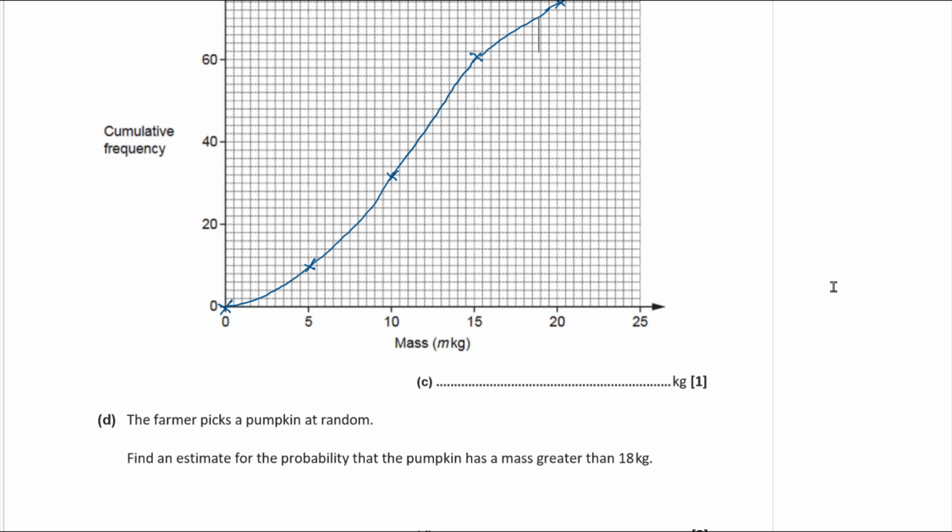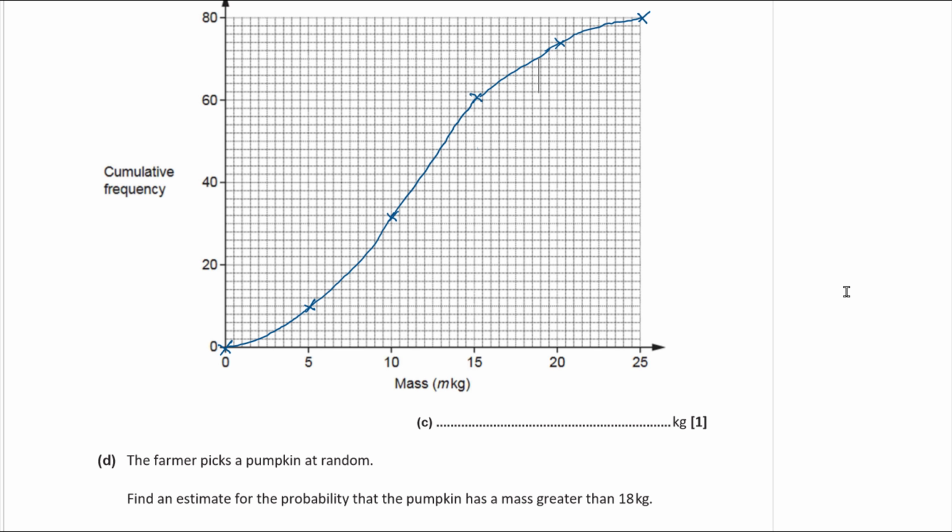Then finally, the farmer picks a pumpkin at random. Find the estimate of the probability the pumpkin has a mass greater than 18 kilograms. Now to do that, I need to find 18 on my scale. So I've got, what's that, 10 divisions between 15 and 20. So I'm going to have to go 6 little squares up from 15 then to get to 18. So 1, 2, so 18 is going to be there.